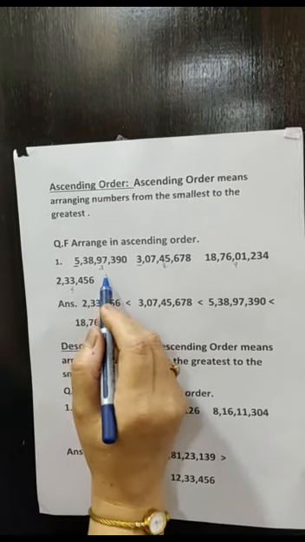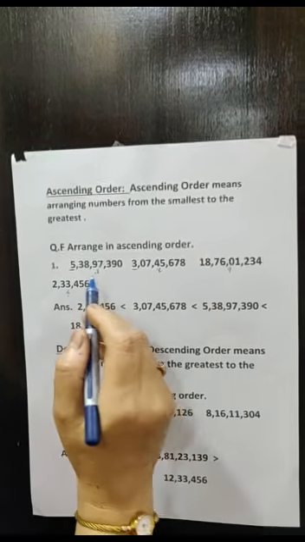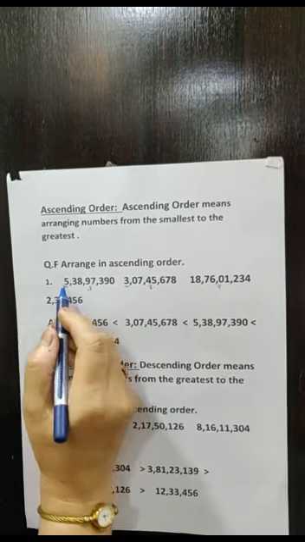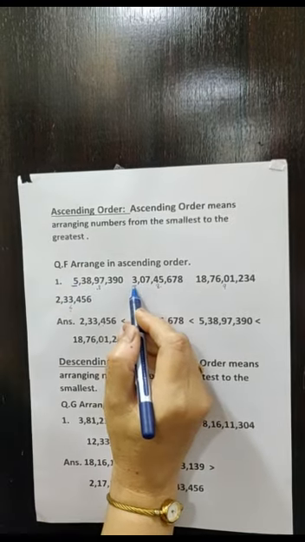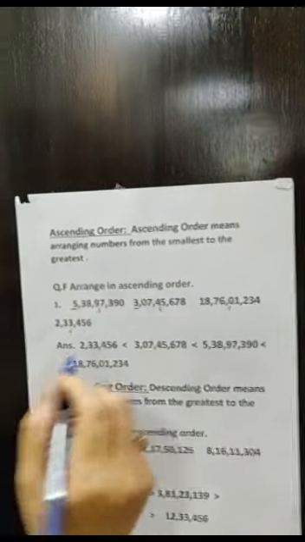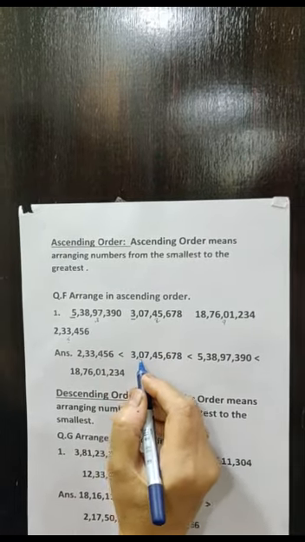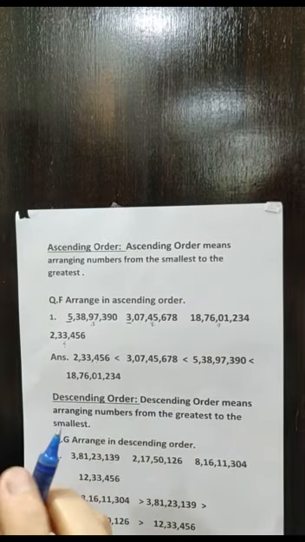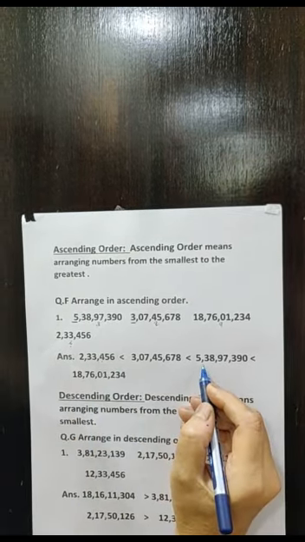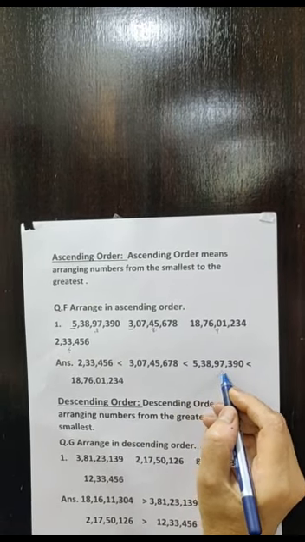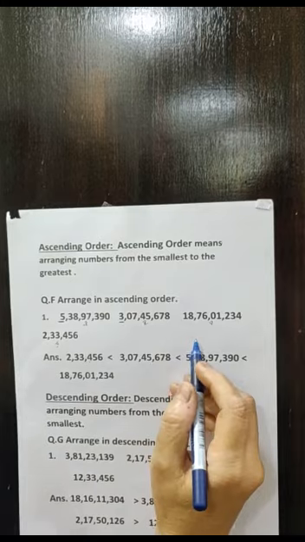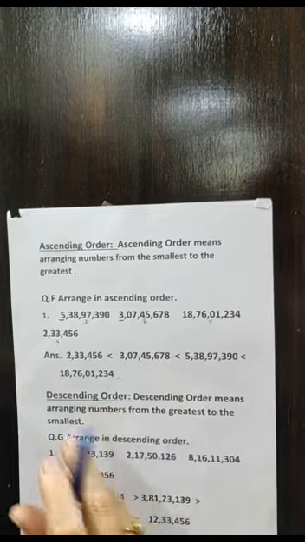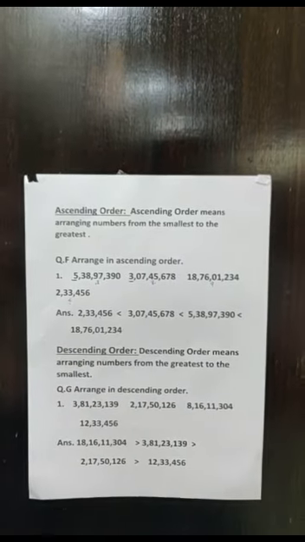Then we will compare the numbers which have the same number of digits. This number has 8 digits and this number has 8 digits. So we will compare the crore place. Here it is 5, here it is 3. So 3 is smaller than 5. So the next number will be 3 crore 7 lakh 45,678. Then will come 5 crore 38 lakh 97,390. In the last we will write 18 crore 76 lakh 1,234. This way we will arrange all the numbers in ascending order.